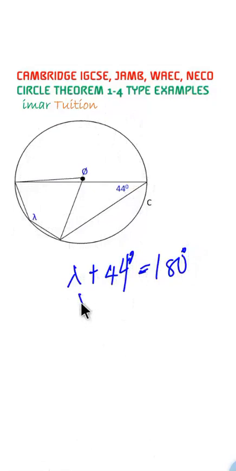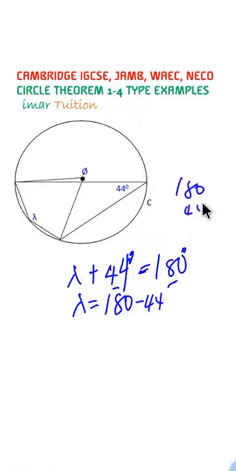Okay, lambda, because I like terms, this 44 will go across to become minus. Now 180 minus 44. 180 minus 4 gives 6, borrow 1, 7 minus 4 is 3, so 136. Lambda is 136 degrees.